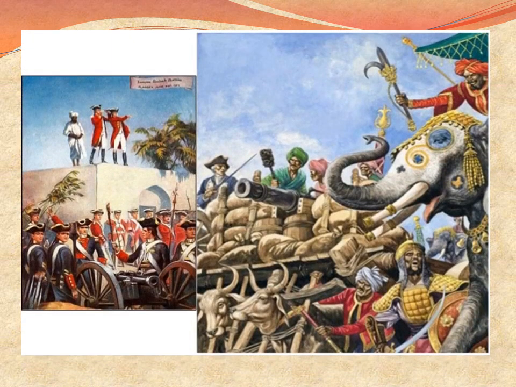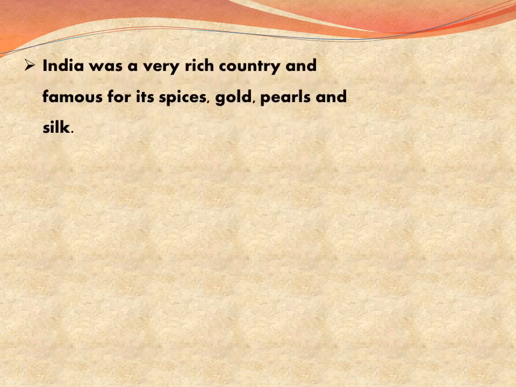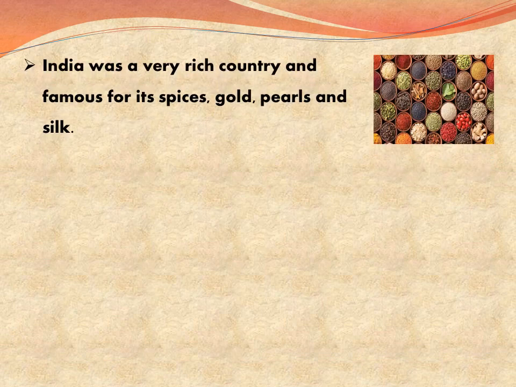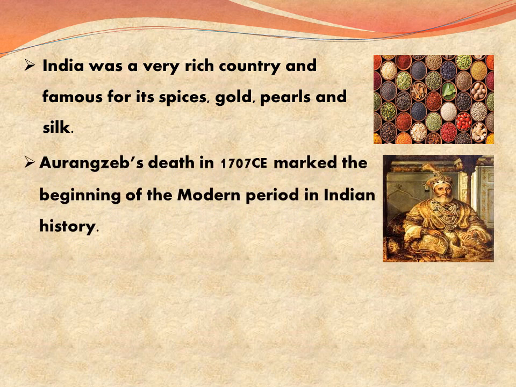Let's do a quick time travel to the past and see what led to the British invasion and how they ended up ruling our country. India was a very rich country and famous for its spices, gold, pearls, and silk. These all attracted invaders from different parts of the world. Aurangzeb's death in 1707 CE marked the beginning of the modern period in Indian history.